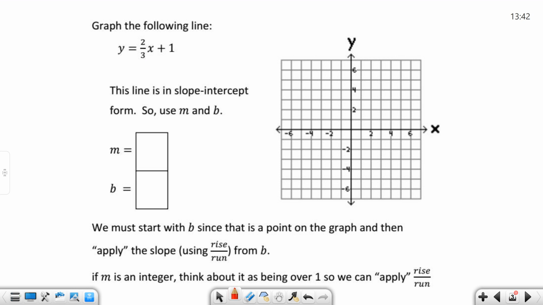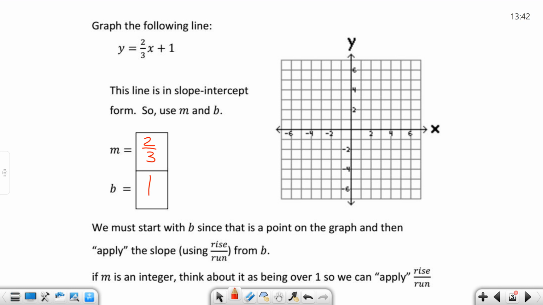We come over here and say, okay, look, this thing is in slope-intercept form. So we use m and b. And again, we said m was what? 2/3, right? m is the thing times x right here. And b is what? b is this. This is b, right? The plus 1. So we can just write 1 in our blank for b.